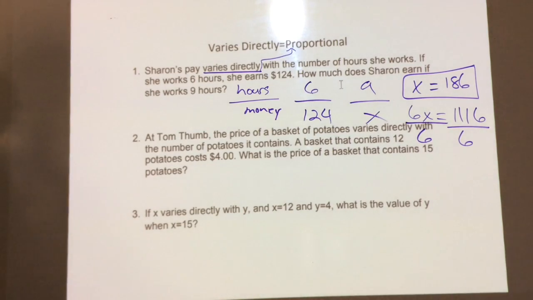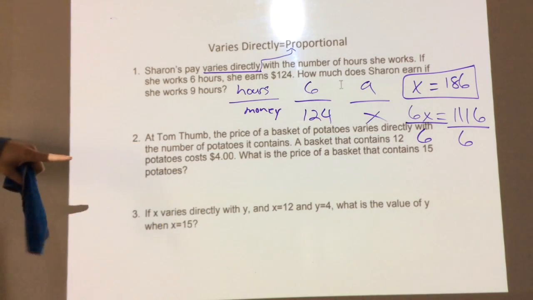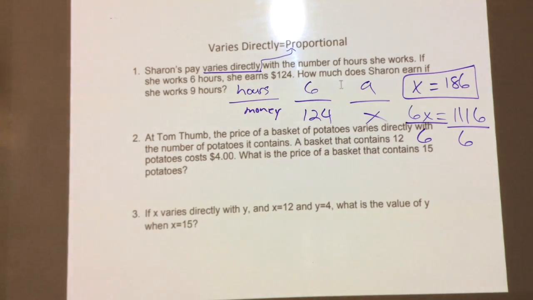At Tom Thumb, the price of a basket of potatoes varies directly with the number of potatoes it contains. Okay, so we have baskets and potatoes as my 2 topics. A basket that contains 12 potatoes costs $4. What is the price of a basket that contains 15 potatoes?